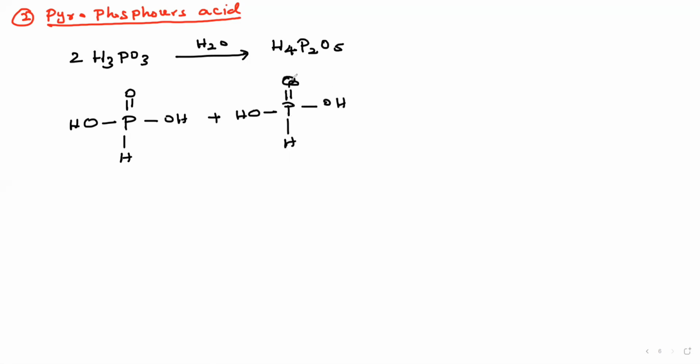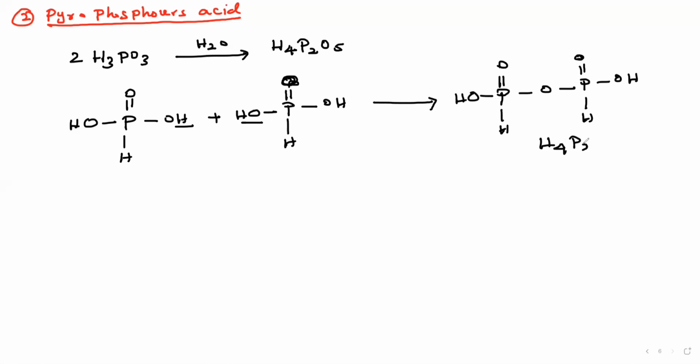This oxygen. Okay. I remove the water molecule, and the OH and this H can be released, right? Therefore, I put P double bond O, then here O, and P double bond O, here OH and H, here H and OH. So what is the formula? Same, H4P2O5. Now, what is the basicity?